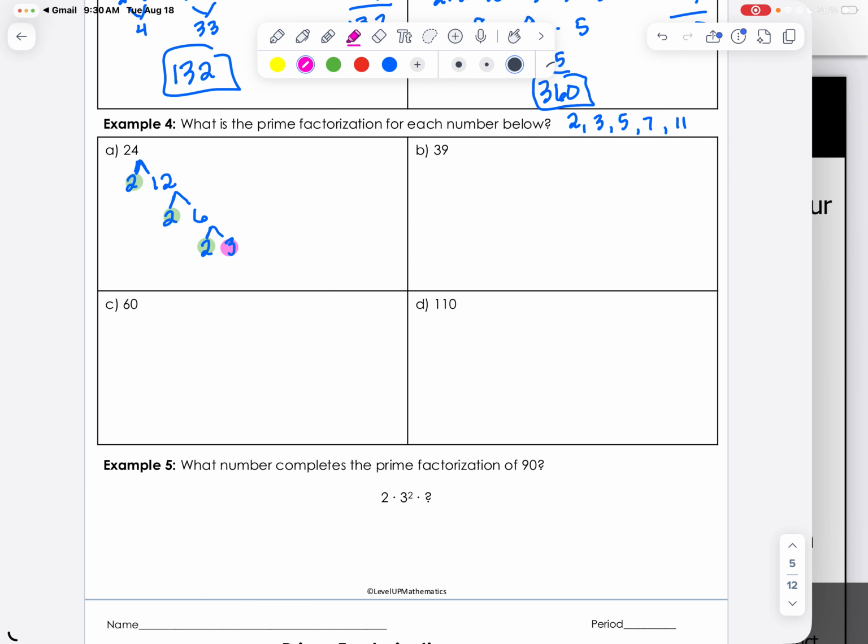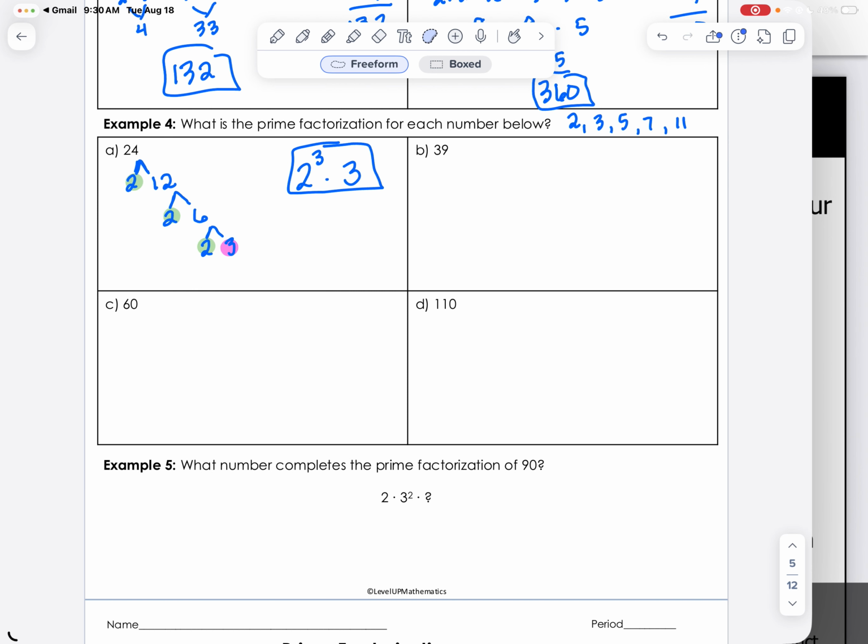And so the prime factorization here, I have 3 2's. So that would be 2 cubed times 3. Now we can check our answer because we know 2 cubed is 8 and 8 times 3 is 24. So I'm going to box this number in here.